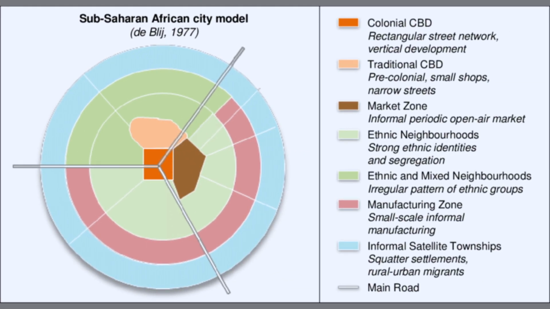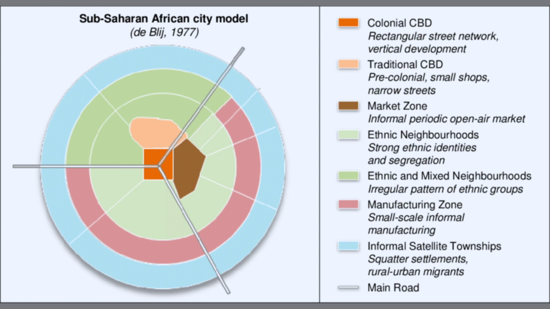So like we said, the square in the middle is the colonial CBD. It has rectangular street networks and was designed by the imperial power. There's the traditional one that was here before colonial powers with small shops and narrow streets. And there's an informal market zone where people have open air markets and trade things.